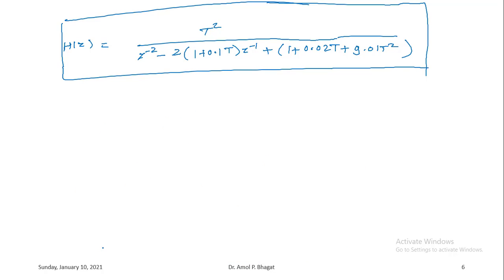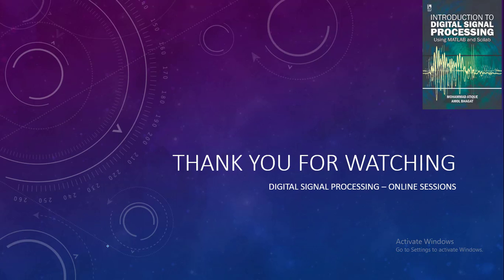So in the next session we'll be looking at the IIR filter design by impulse invariant method.